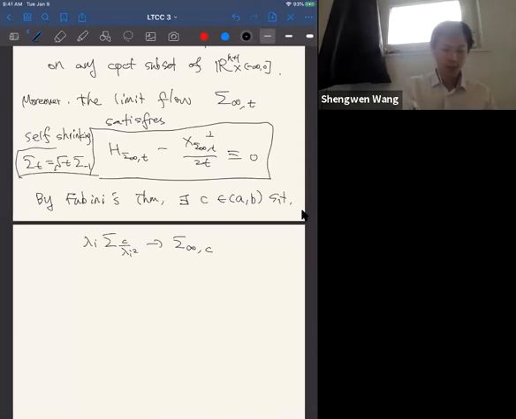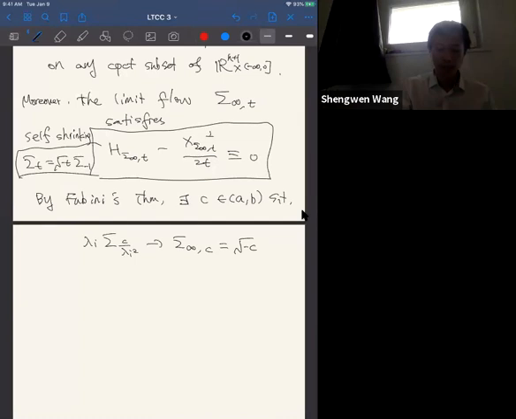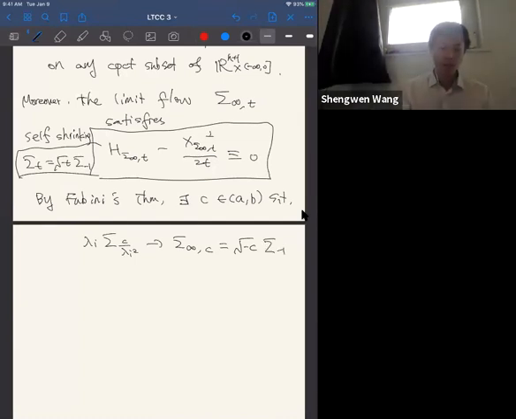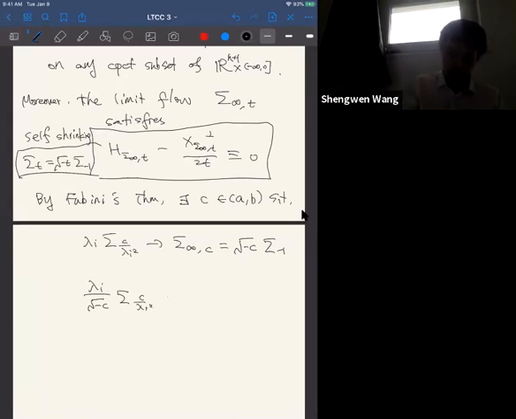So these are self-shrinking solutions, which means that this is equal to time -1 slice rescaled by square root of -c. You put this back, you divide both sides. So we want to get a converging subsequence at the time -1 slice, so this is the time -1 slice of the limit flow.